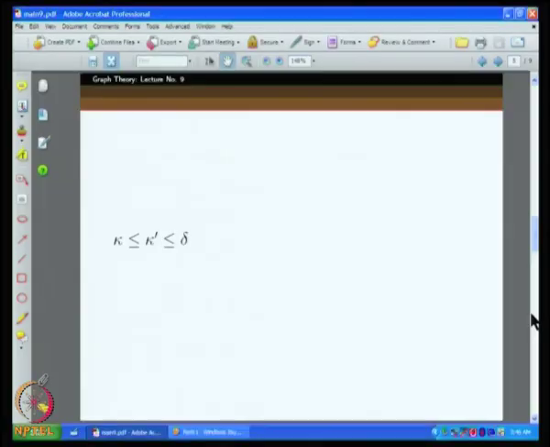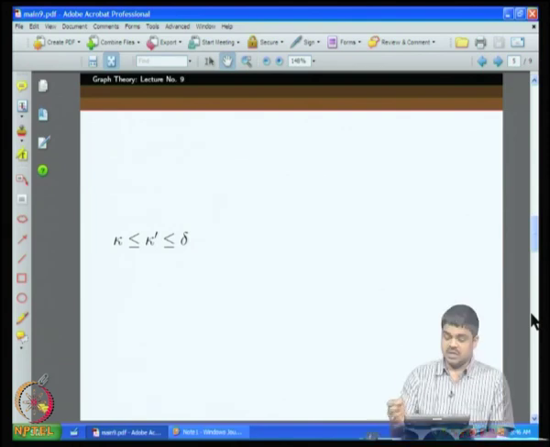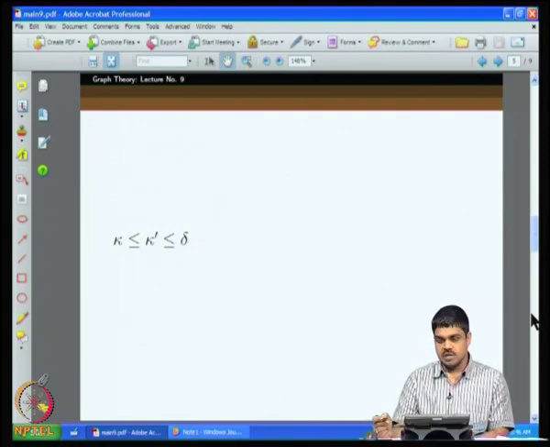So, if you remove these edges, definitely that vertex gets separated from the remaining part of the graph. So, naturally that is an edge cut, and therefore, the actual minimum edge cut is going to be less than or equal to that, it can even be less than that. So, kappa dash is less than or equal to delta. So, this is one quick observation that we can make about the vertex connectivity, edge connectivity, and minimum degree of a graph.